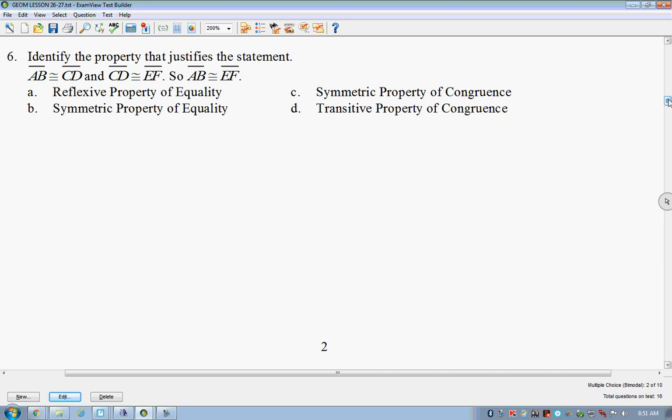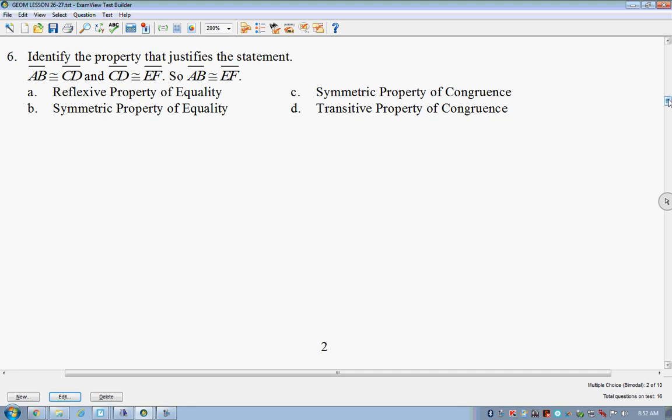Is it reflexive? Let's eliminate what it's not. Symmetric property is if A equals B, then B equals A. It's just where I can flip two things. Reflexive property is where something is just equal to itself. Are we looking at something that's just equal to itself? No. So it's not symmetric, it's not reflexive. So it has to be transitive.